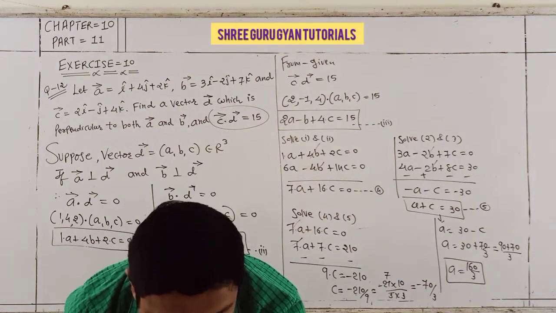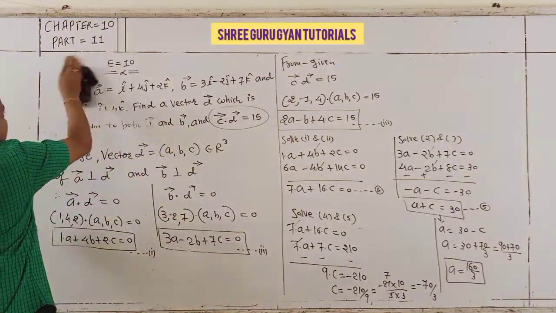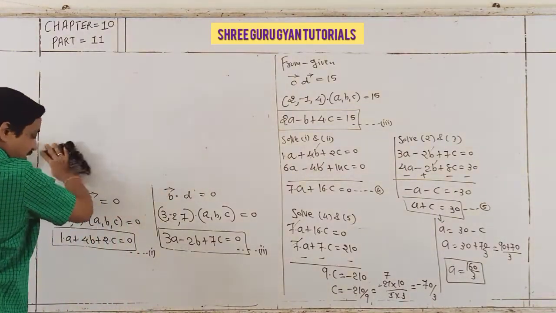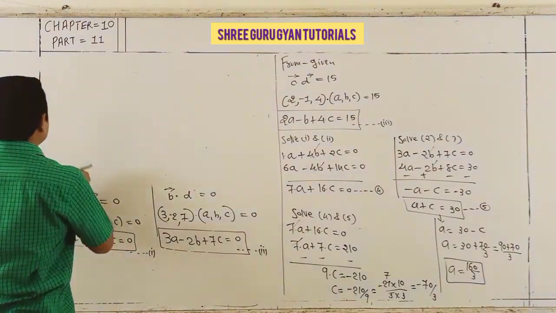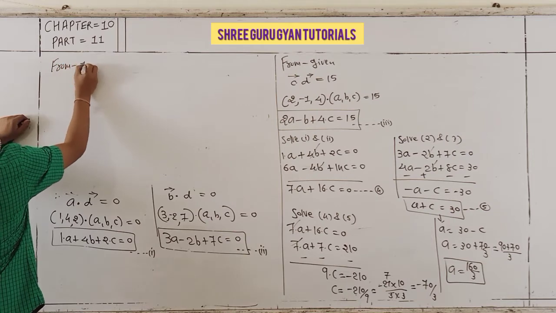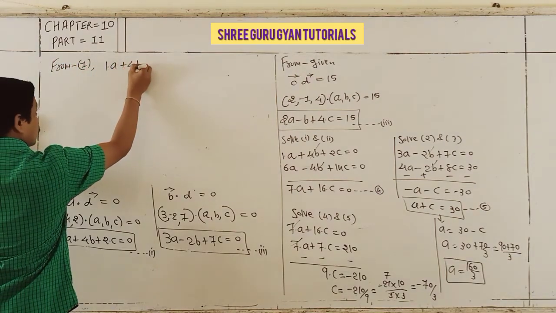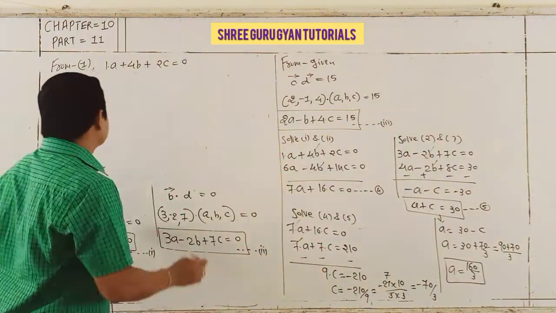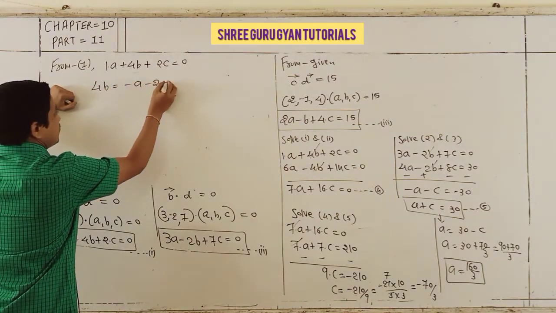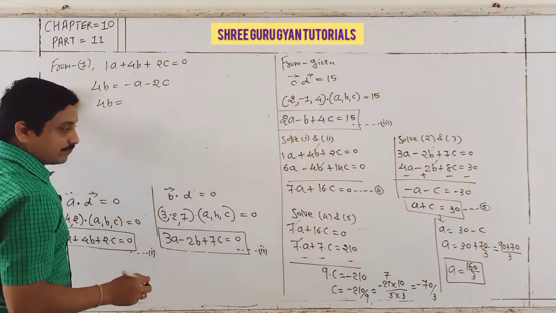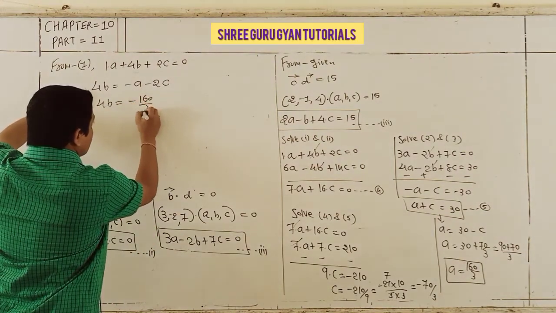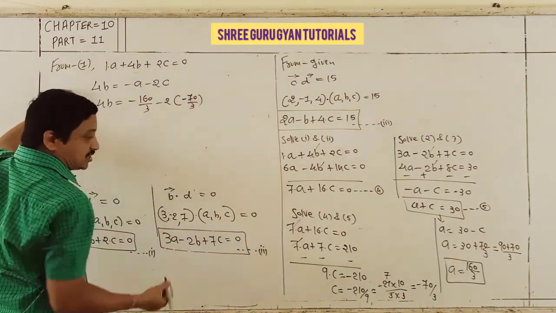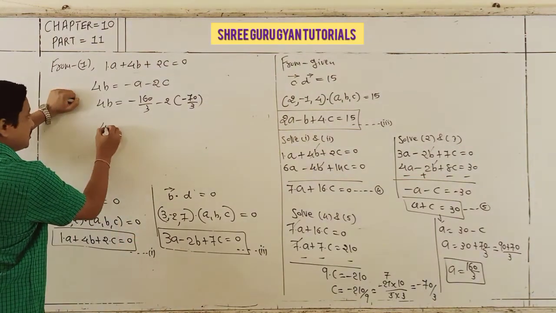I will use any one of equations 1 to 3, students, and easily you get the answer for b. So here now operate equation number 1: 1a plus 4b plus 2c is equal to 0. I will derive the value for b. So 4b equals minus a minus twice c. What is the minus a? Minus 160 by 3. And what is the c? C I have, students, minus 70 by 3.